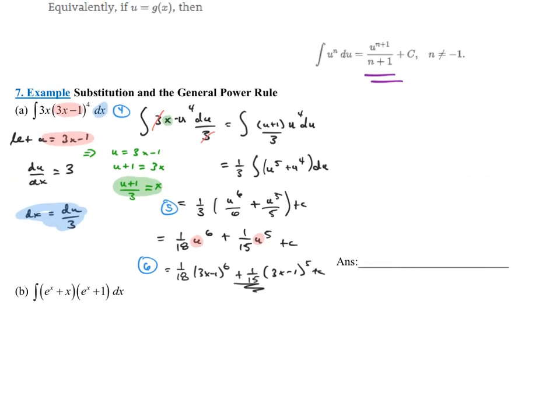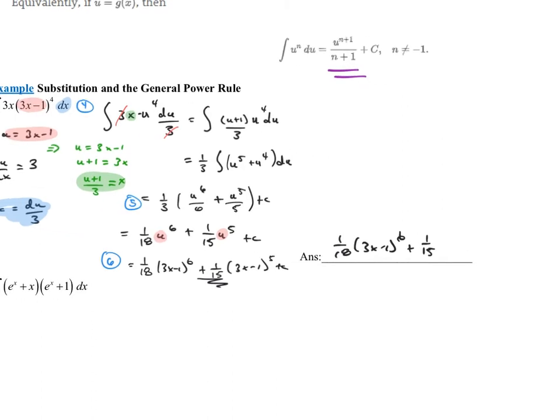So I'm going to go ahead and put that answer in the answer blank. 1/18 times (3x minus 1) raised to the 6th plus 1/15 times (3x minus 1) raised to the 5th plus c. Okay.